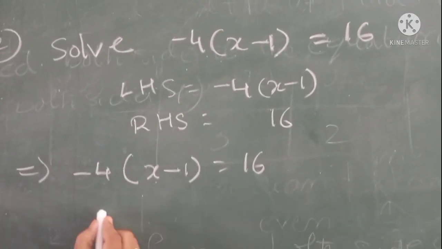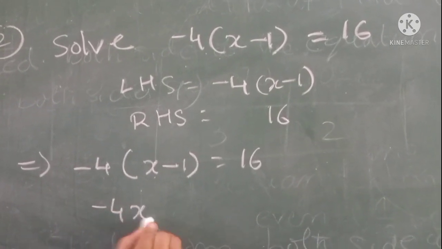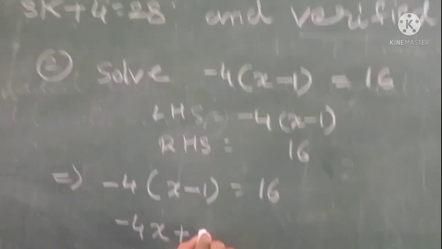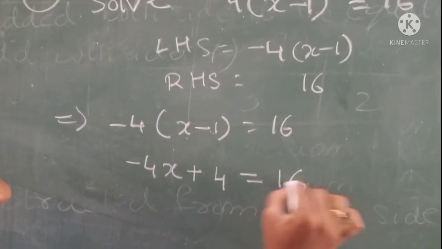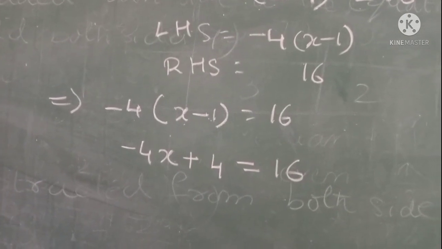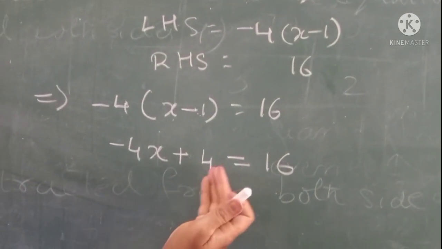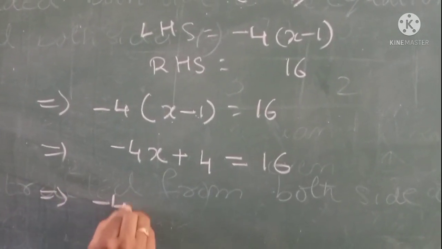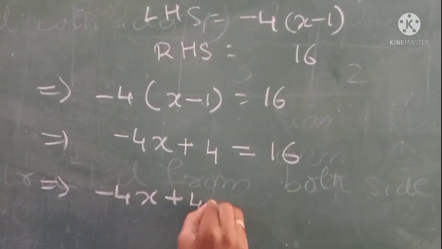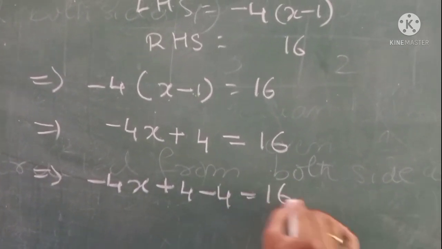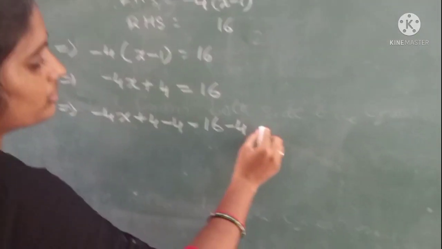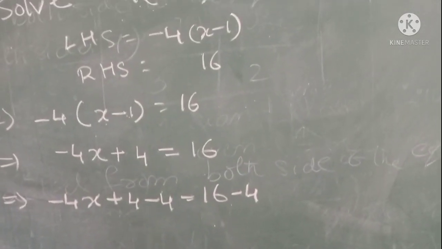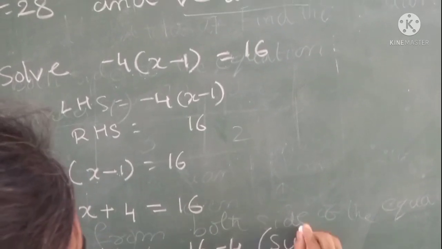Minus 4 into x is minus 4x. Minus into minus is plus, 4 ones are 4, equals 16. Now we subtract 4 on both sides. Minus 4x plus 4 minus 4 equals 16 minus 4. What did we do on both sides, children? We subtracted 4 on both sides.